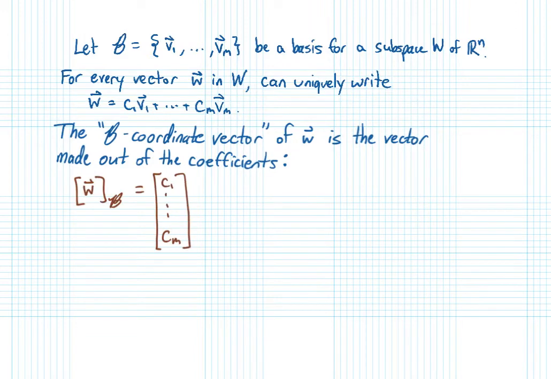So here's the notation for the b-coordinate vector. It's the vector with square brackets and a little b subscript, and it's just the vector whose entries are c1, c2, and so on.